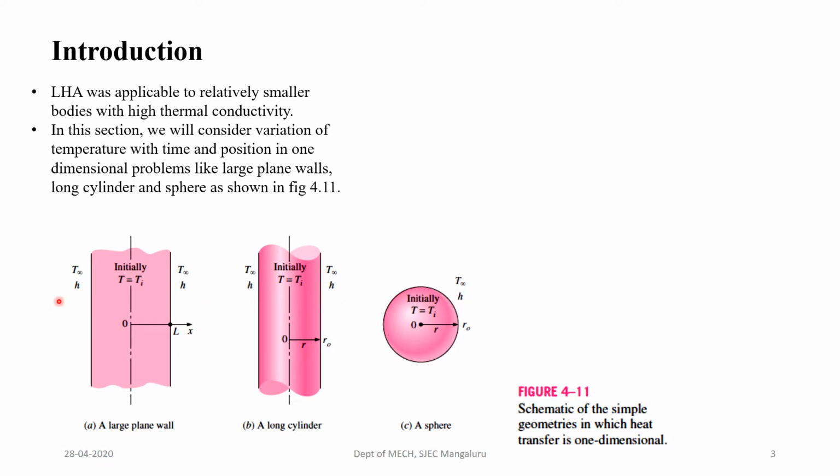So when they are surrounded by a convection medium of temperature T infinity, let us take the initial temperature as Ti. Then the heat transfer will be generally one dimensional, and the heat transfer always takes place from the center plane or from the axis to the surface. So here you can observe heat transfer doesn't take place from one surface to the other surface because the temperature on either end is the same. Heat transfer takes place from the center plane to the surroundings.